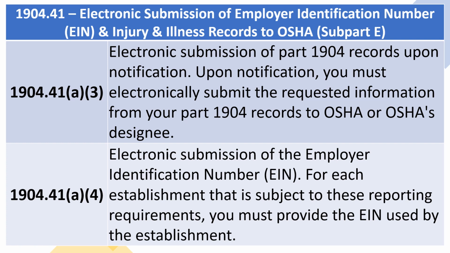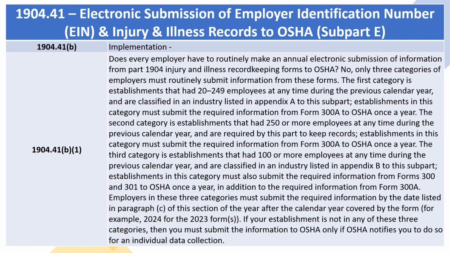1904.41(a)(4). Electronic submission of the employer identification number, EIN. For each establishment that is subject to these reporting requirements, you must provide the EIN used by the establishment. 1904.41(b). Implementation.